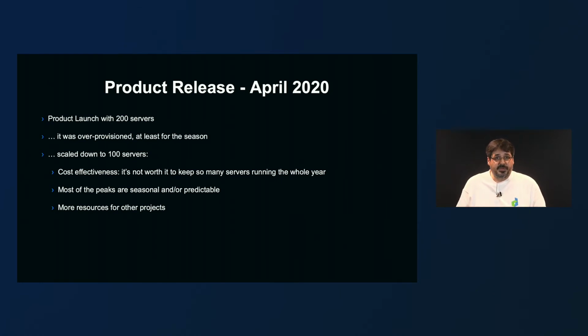It was not worth keeping so many servers running the whole year, especially since our traffic peaks are seasonal or at least predictable, like specific marketing campaigns or product launches or holidays. And also this would let us free up some resources for other upcoming projects. Also remember that we can always scale out again if we are predicting a new peak.